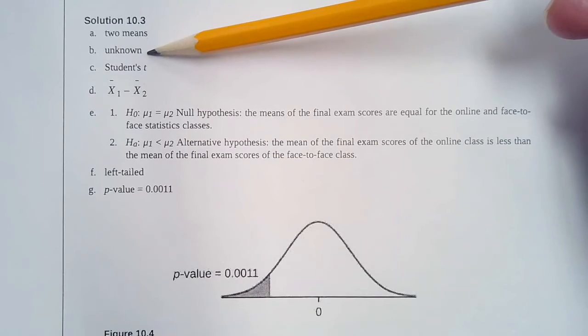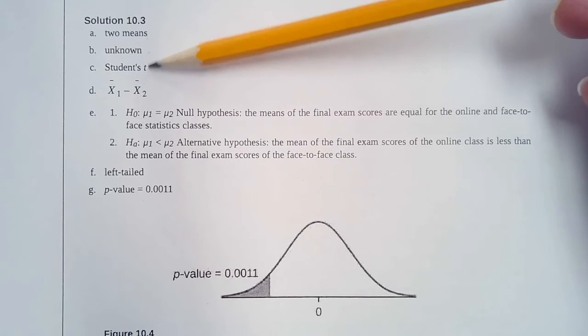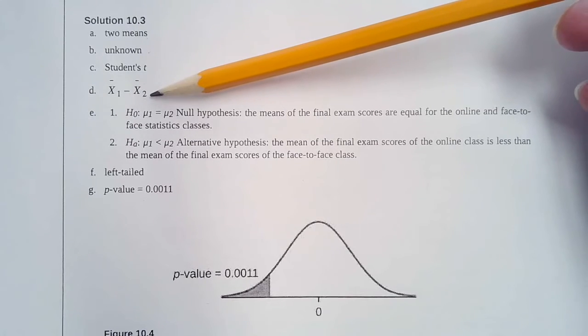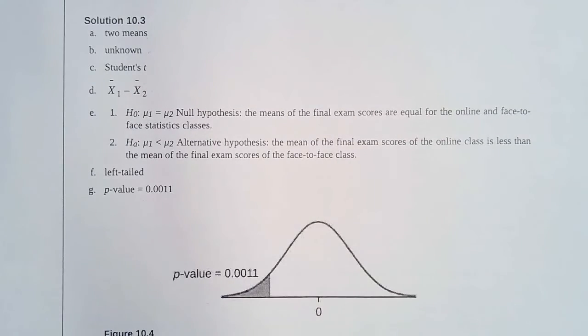All right, so we know we have two means. We don't know the standard deviation, so that's going to give us a student t-test. We're using the differences, because we're comparing the two groups. We know our null hypothesis is going to say that they're the same, and the alternative is saying that the face-to-face do better than the online. That makes it left-tailed. And when you go through and calculate your p-value, you get 0.0011.